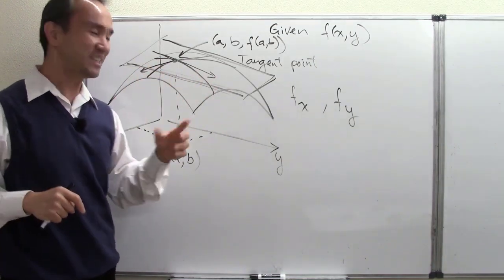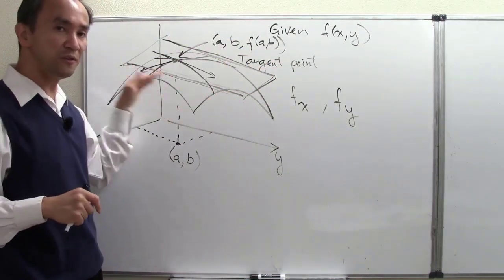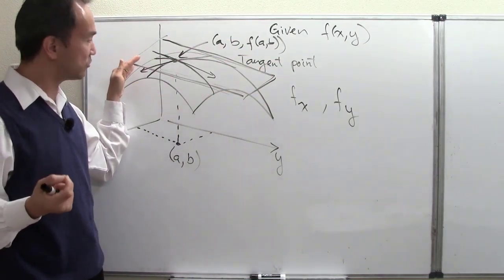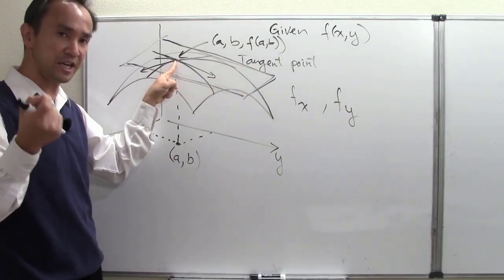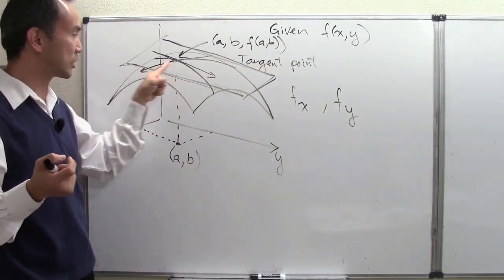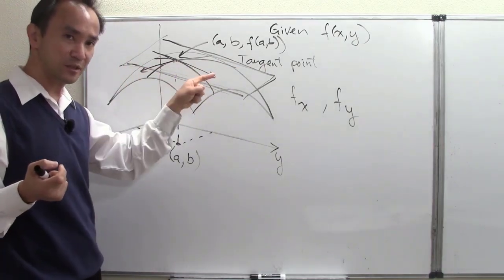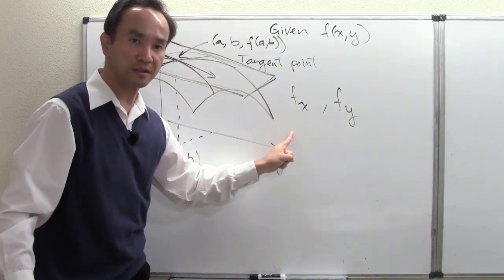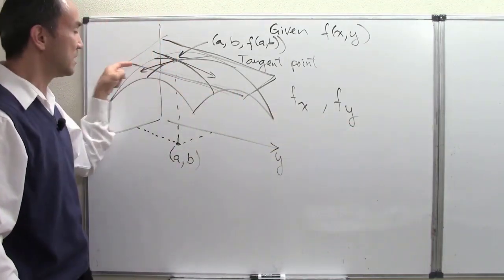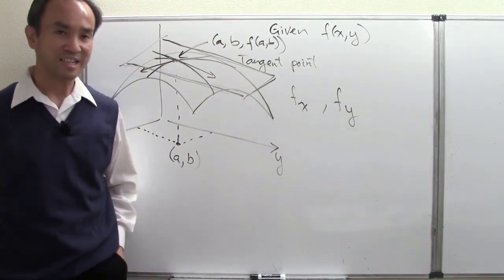So the idea now is that the plane that we're about to find, the equation of the plane itself, has to contain that tangent point and must also contain the two tangent vectors. In other words, these two tangent vectors that we can find through f of x and f of y must be sitting, or must be contained, right on our tangent plane. And that's the idea right there.